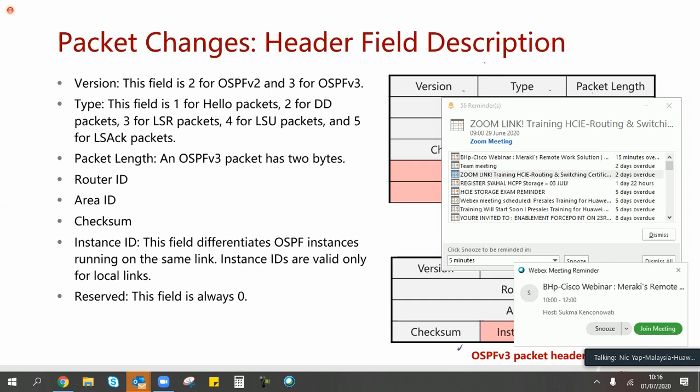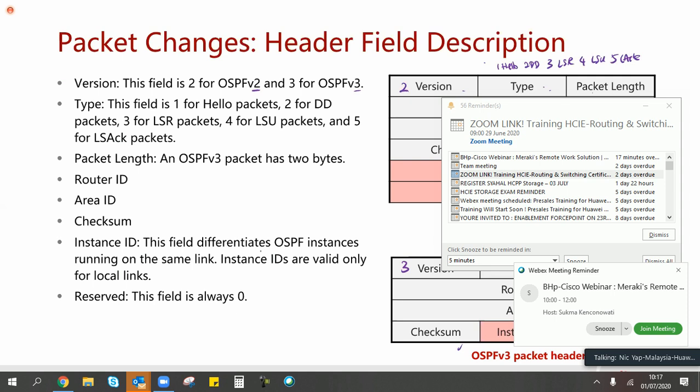The instance ID is for what we just mentioned, the multiplexing of the instances. You can provide multiple instances of neighbor forming based on the instance IDs. So that field has either version 2 or 3. And the type over here depends on what type of packet you are carrying. 1 is hello, 2 is DD, 3 is LSR, 4 is LSU, and 5 is LSAck. So it's the same. For the type, hello, DD, LSR, LSU, LSAck is the same.